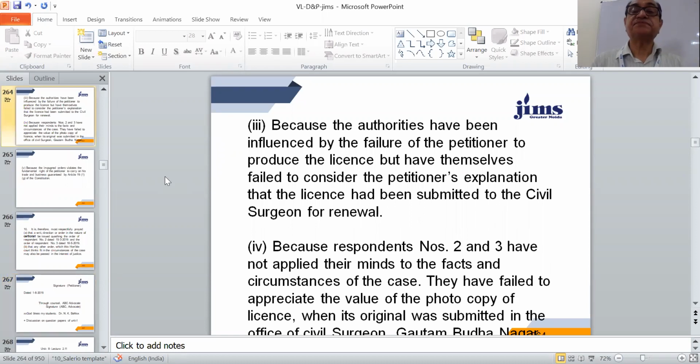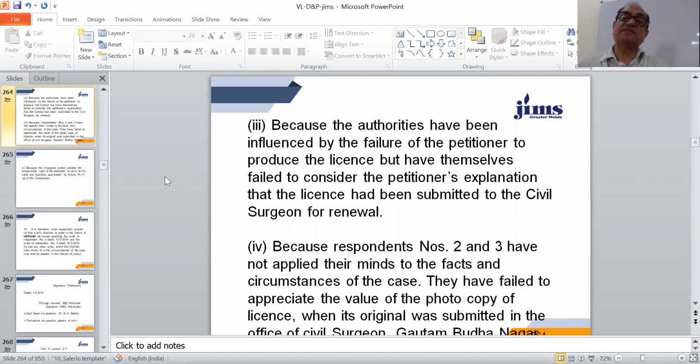Third ground, because the authorities have been influenced by the failure of the petitioner to produce the license, but have themselves failed to consider the petitioner's explanation that the license had been submitted to civil surgeon for renewal. See, this ground is very important.